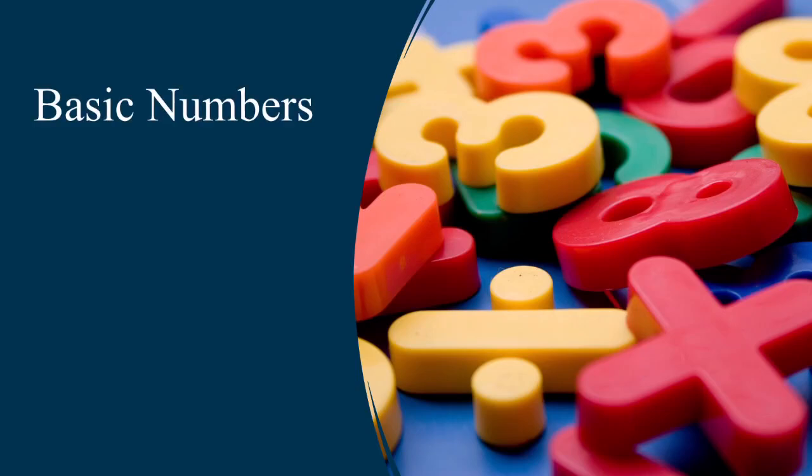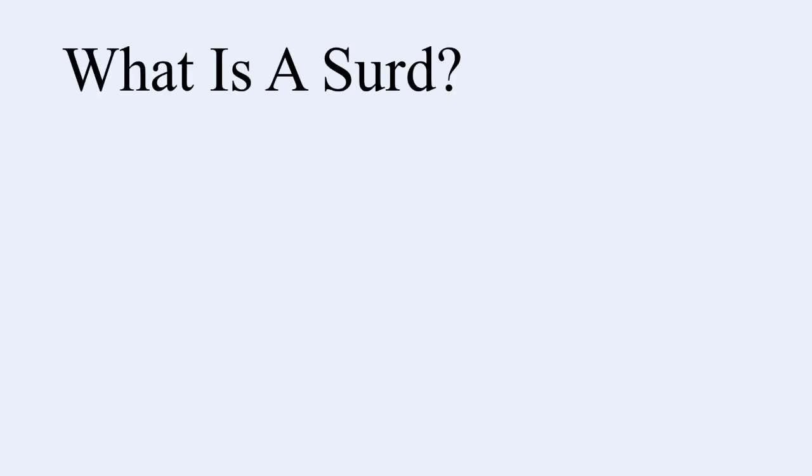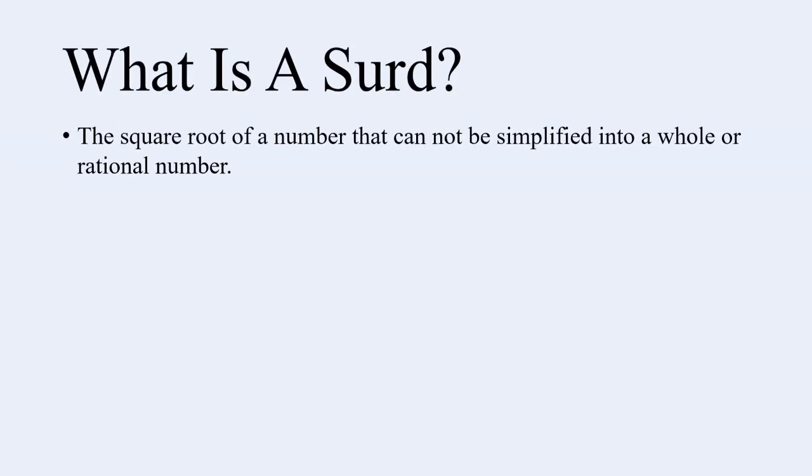In this video, I will teach you what a surd is. So, let's get right to it. A surd is the square root of a number that cannot be simplified into a whole or rational number. Examples of surds are square root of 2, square root of 3, and square root of 5.